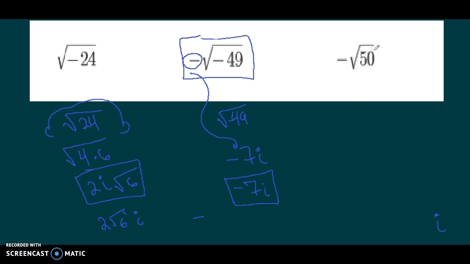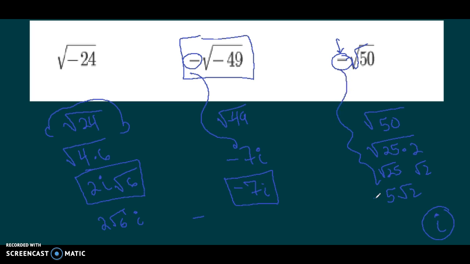On this last problem, there's a negative out here, but the number under the square root is not a negative number. So I don't actually need to use this i at all. I'm just going to worry about that root 50 first. Think about those perfect squares. Root 50 is the same thing as 25, which is a perfect square, times 2. I can break it up. Square root of 25 is 5, root 2. And this negative on the outside needs to be respected, so I need to carry it with me. My final answer here would be negative 5 root 2.